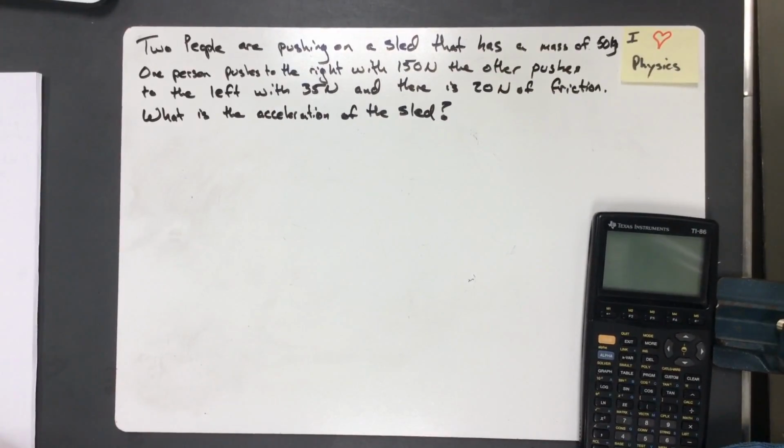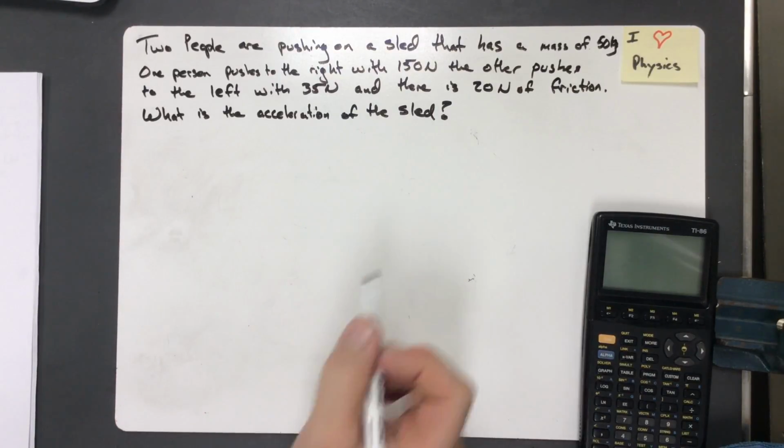Just wanted to go through a problem with you. Two people are pushing on a sled that has a mass of 50 kilograms. One person pushes to the right with 150 newtons, and the other person pushes to the left with 35 newtons. If there is 20 newtons of friction, what is the acceleration of the sled?